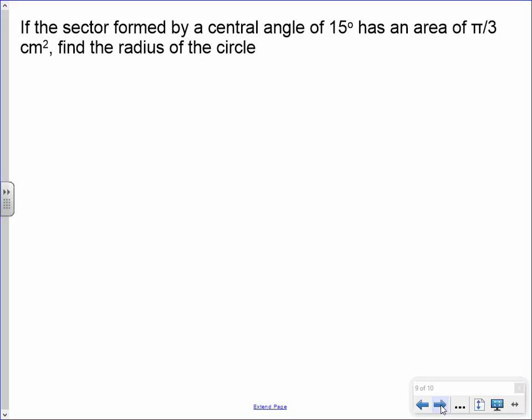So, last example. I am telling you that the sector formed by an angle of 15 degrees has an area of pi over 3 square centimeters. Find the radius. Okay, so the pieces of information we need to know: central angle of 15 degrees, area of pi over 3 square centimeters. What is r?